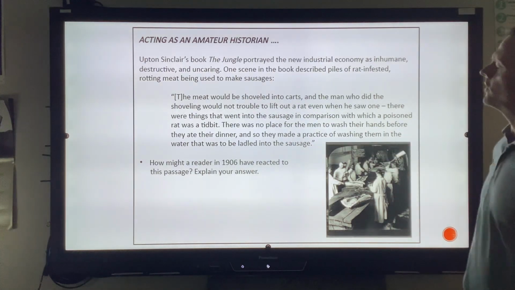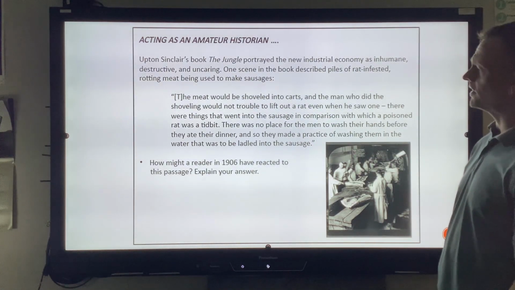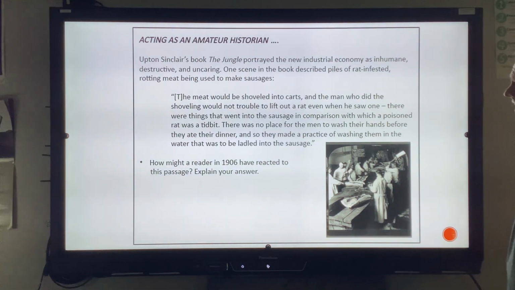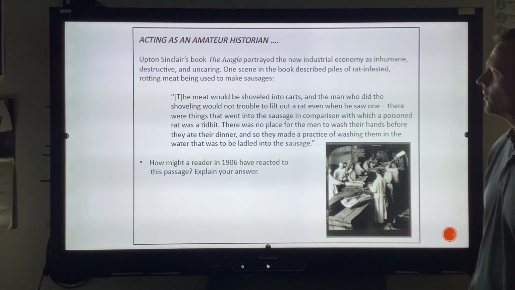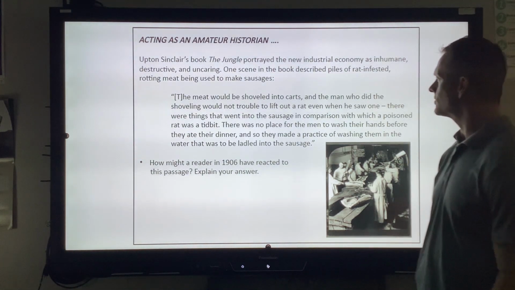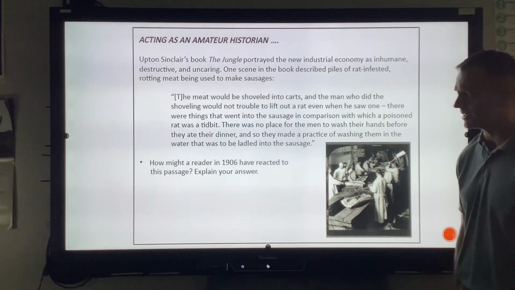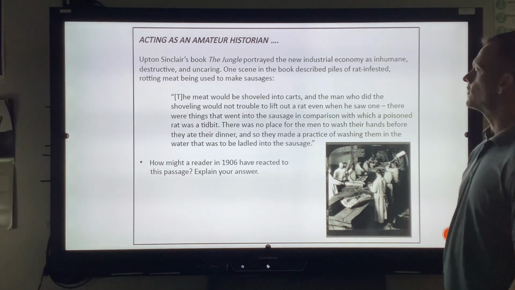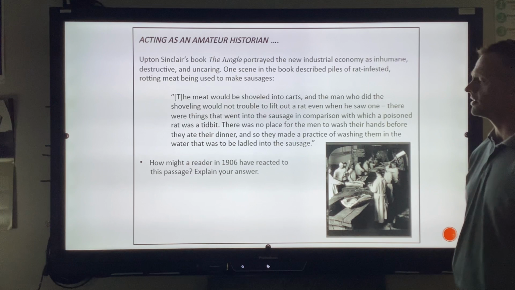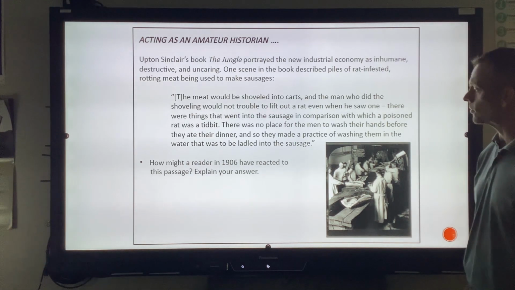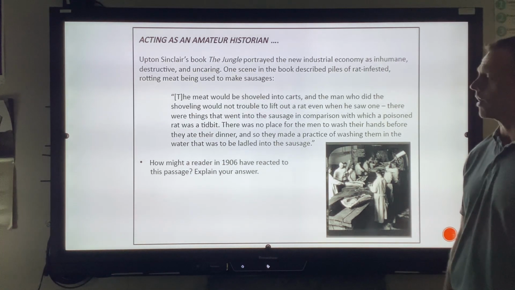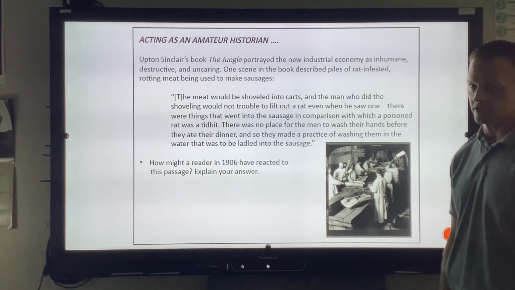The meat would be shoveled into carts, and the man who did the shoveling would not trouble to lift out a rat, even when he saw one. There were things that went into the sausage in comparison with which a poisoned rat was a tidbit. There was no place for the man to wash their hands before they ate dinner, and so they made a perfect practice of washing them in the water that was to be ladled into the sausage.